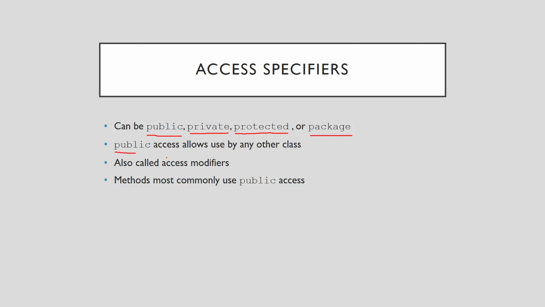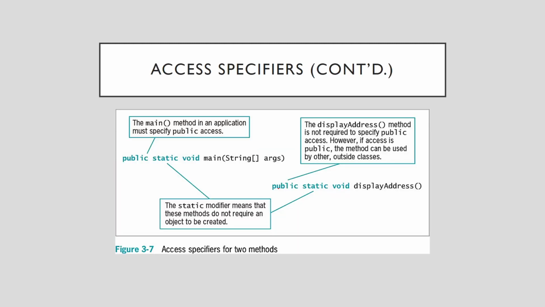So we have here the public access, which allows use by any other class. Any member of a class with the access specifier public can be used outside the class. It can also be called an access modifier. Now we have to focus on the public access. The commonly used access specifier for methods is the public access specifier.